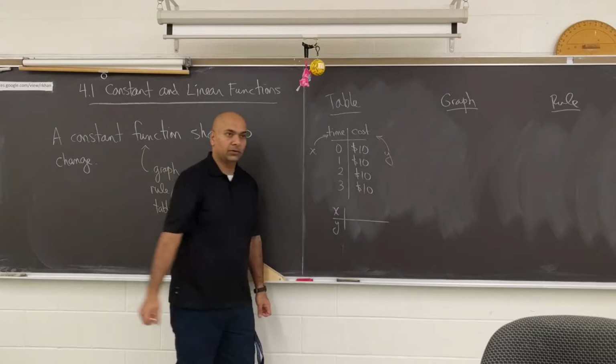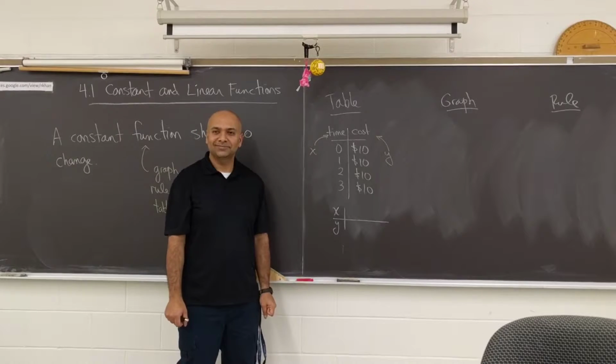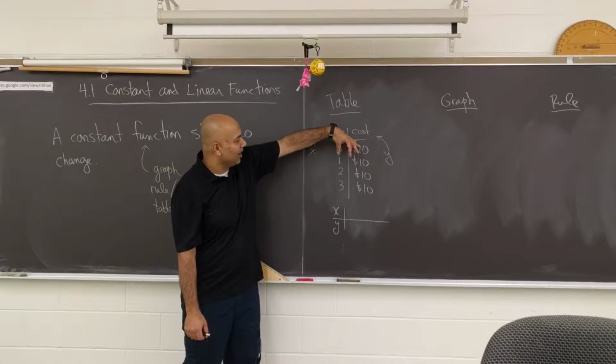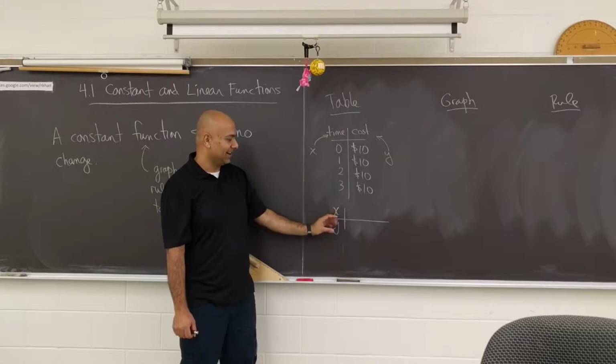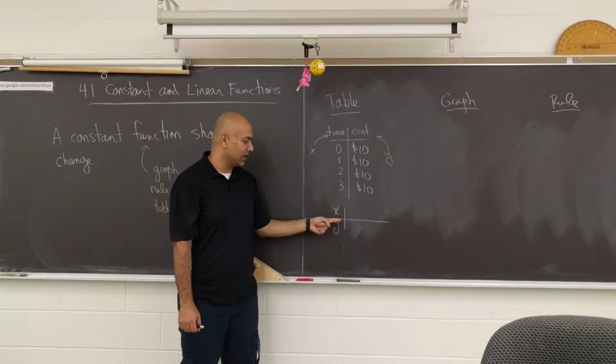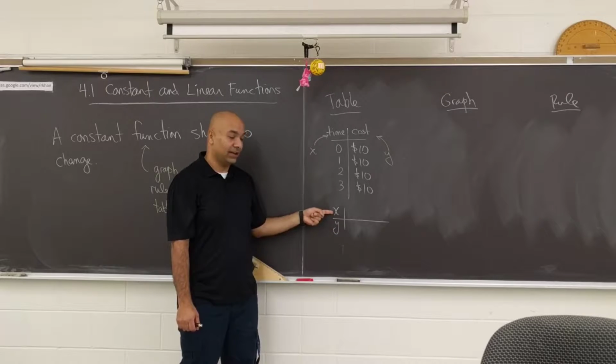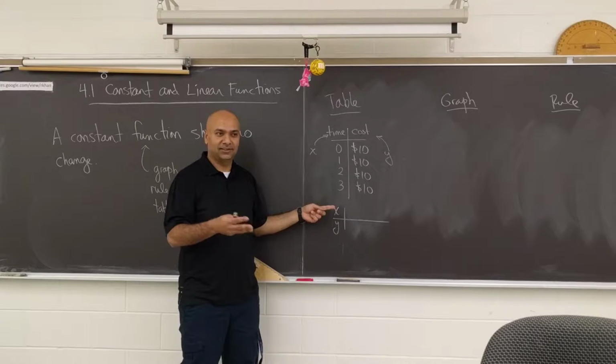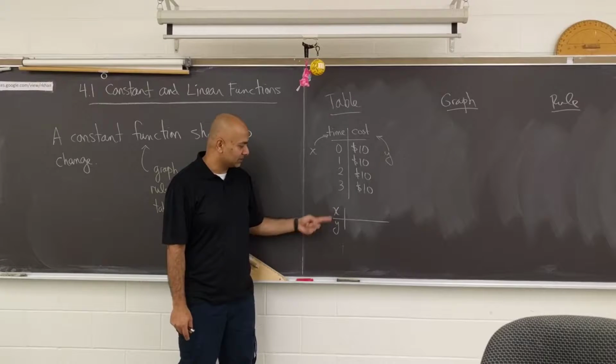Well, the x comes first, so it's going on top. No, no, no. I'm not literally rotating this. I'm just rephrasing or reshaping how I'm going to show my table of values. X comes before y in the alphabet. A, B, C, D, E, F, G. X comes before y, so x is first.